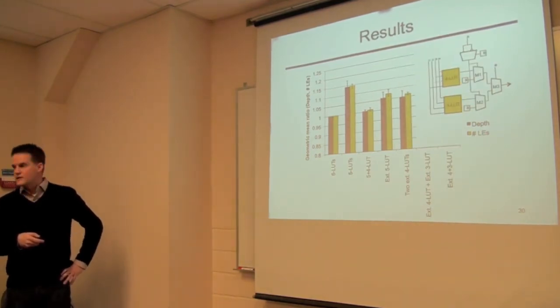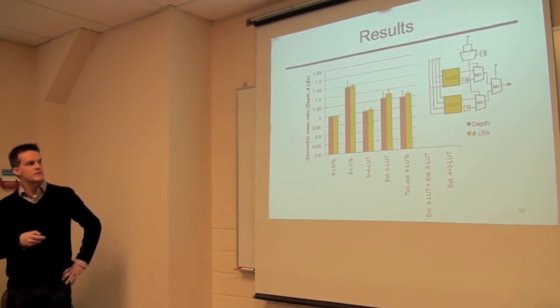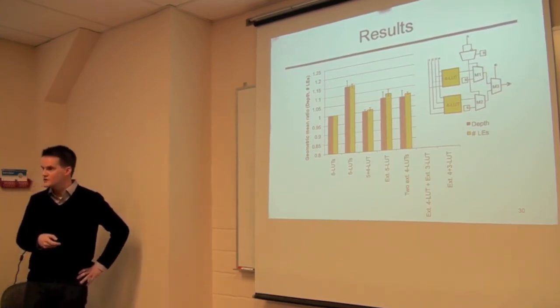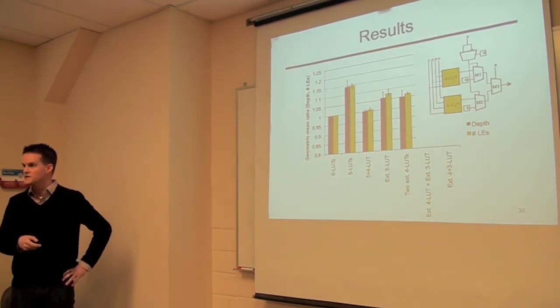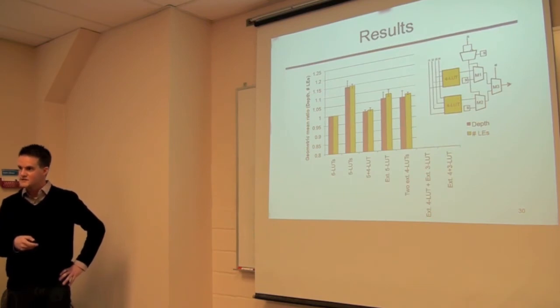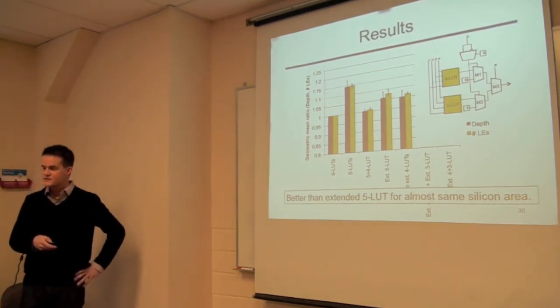This other architecture, we called it 2 extended 4 LUTs, it's actually better than that extended 5 LUT that I just showed. It has about 5% more depth, and it has about 6 or 7% more logic elements needed to implement circuits. But this is actually very small compared to a 6 LUT. It has only 35 SRAM cells versus 64 SRAM cells. This is pretty good architecture. So it's better than extended 5 LUT for about the same area.